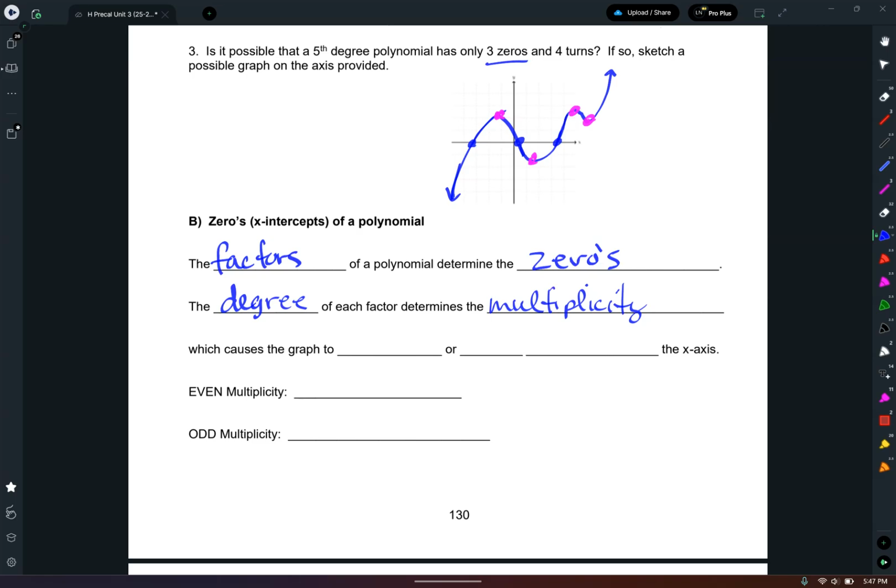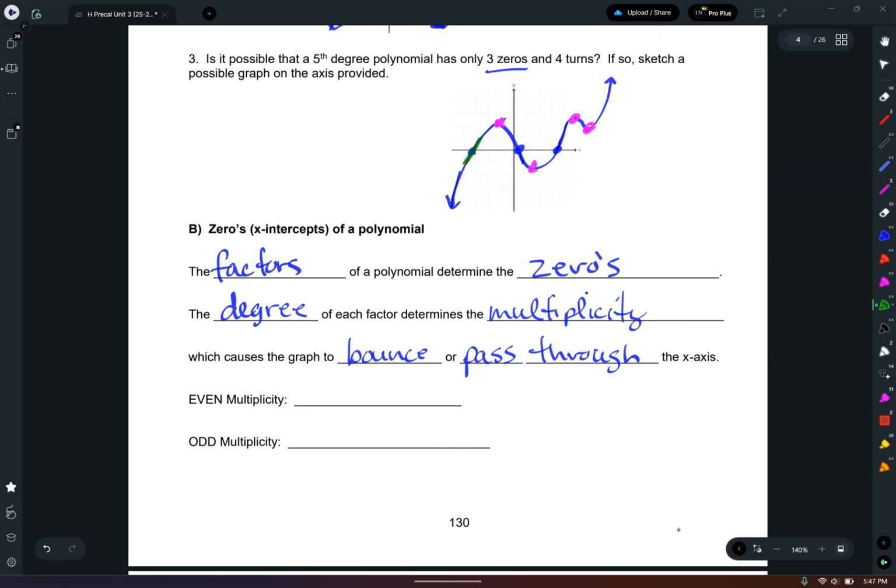What do I mean by that? So like you might have a factor that's squared. I'm not talking about the overall degree, but the degree of each individual parenthesis. Okay, so the degree of each factor determines the multiplicity, which causes the graph to either bounce at that zero or to pass through the x-axis. Okay, so if you look at the graph that I have right here, in this case, at each zero right here, here, and here, the graph actually passed through the x-axis.